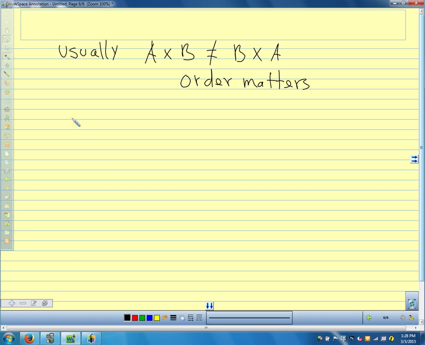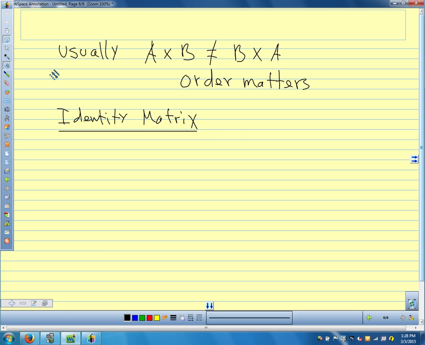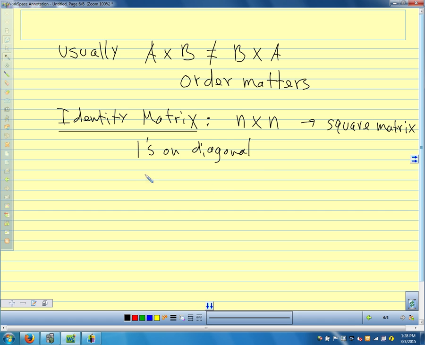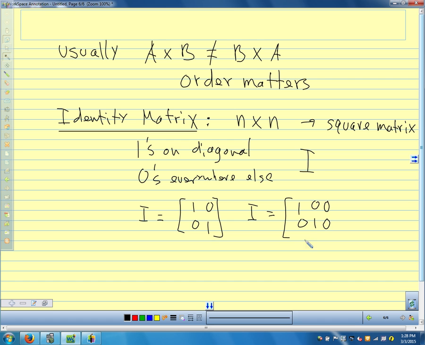So just a couple more little pieces that we need for today. The identity matrix. Oh, and then I want to show you how to do this in your calculator. The identity matrix has to be a square matrix. It has ones on the diagonal and zeros everywhere else. And we use a capital I to show our identity matrix. So for example, a 2 by 2 identity matrix would be this matrix here. A 3 by 3 identity matrix would be this one.